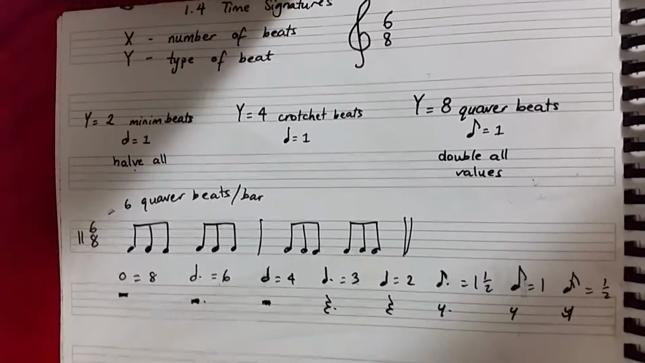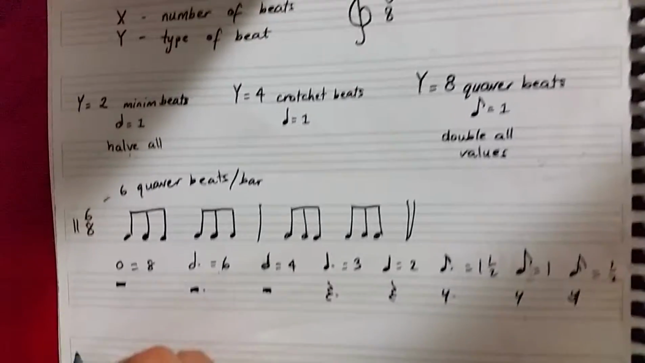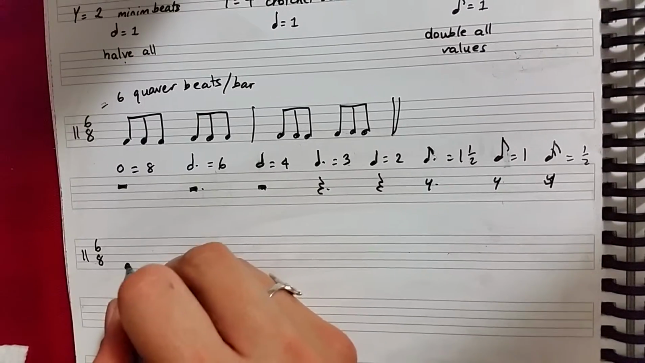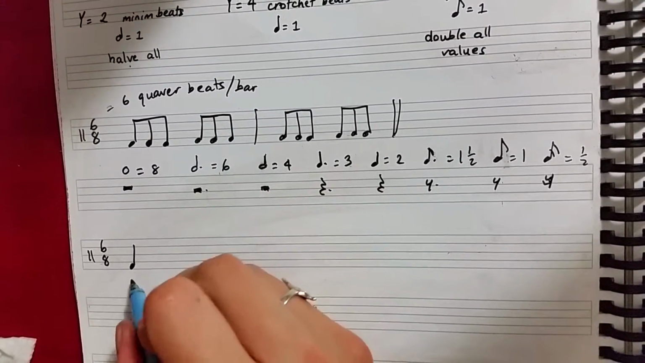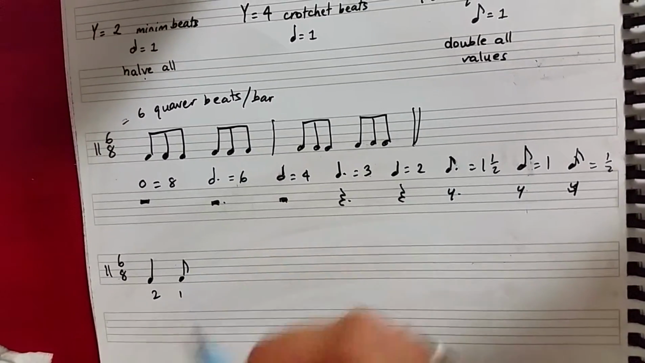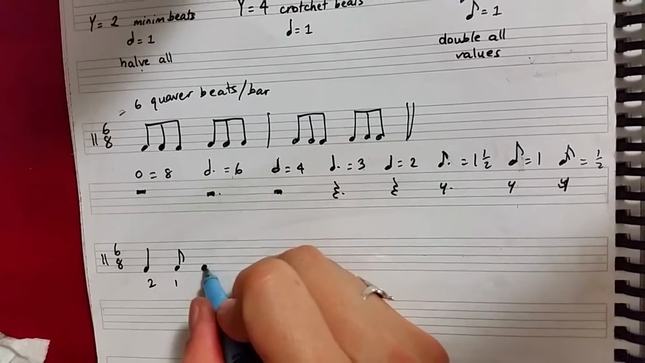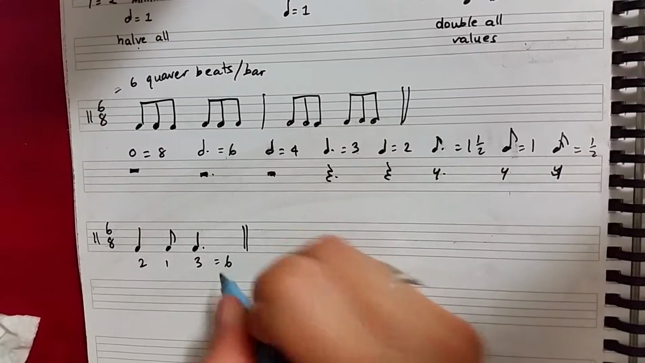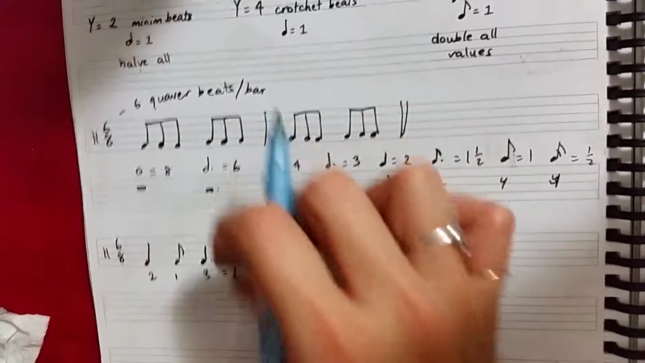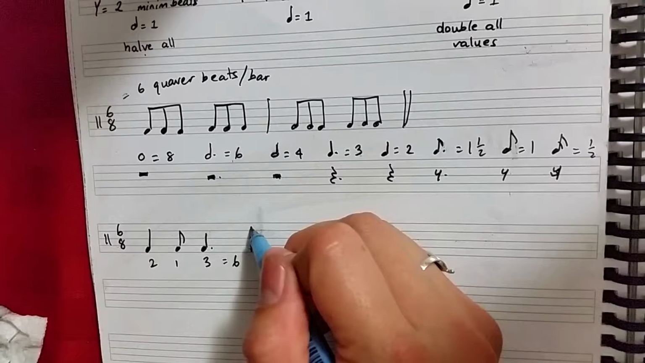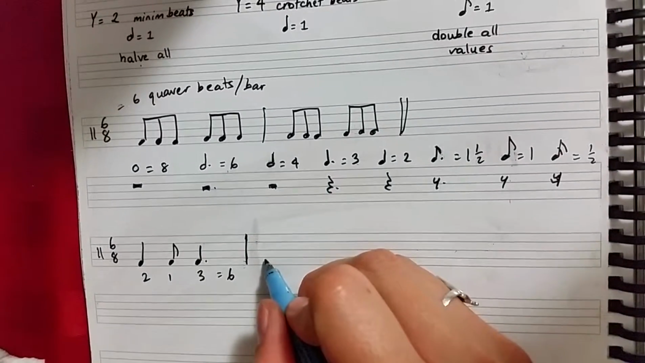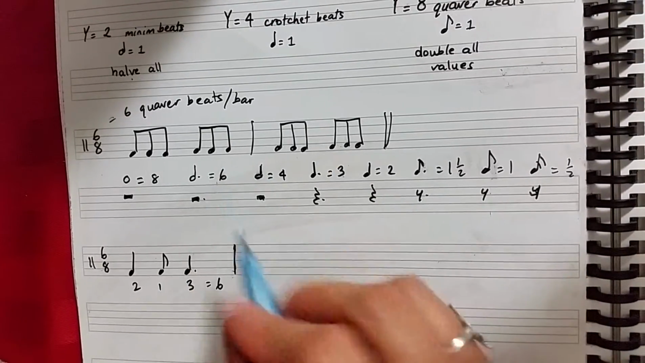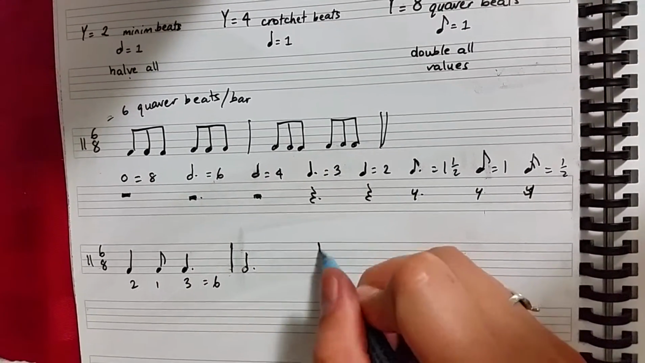So let's create a rhythm using 6, 8. You need a total of 6 in value. So I can use a crotchet that's worth 2, plus 1, and then I could use the dotted crotchet, which is 3, equals 6. Oops, didn't mean to do a double bar line. Okay. What would take up the entire bar has to be worth 6 in total. The dotted minim will take up the entire bar.